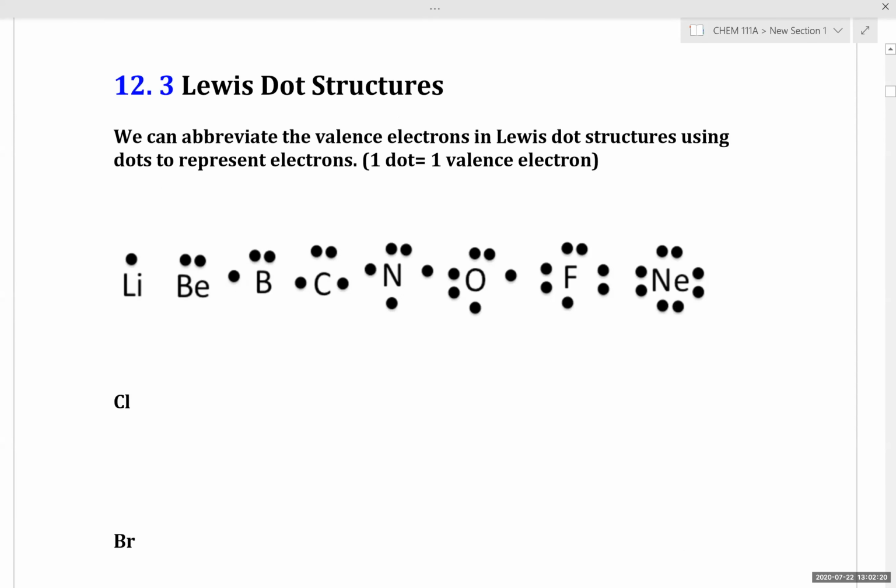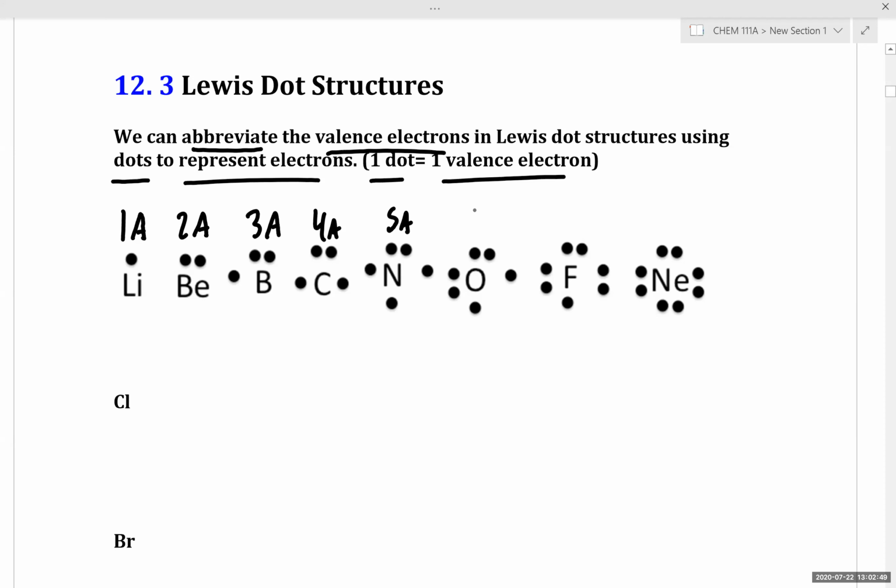Well, Lewis dot structures provide a means of abbreviating the valence electrons using a dot to represent a valence electron. So 1 dot is 1 valence electron. So lithium is a 1A element. It has 1 valence electron. Beryllium is a 2A element, 2 valence electrons, 2 dots. Boron, 3A element, 3 dots. Carbon, 4A, nitrogen, 5A, oxygen, 6A, fluorine, 7A, neon, 8A.